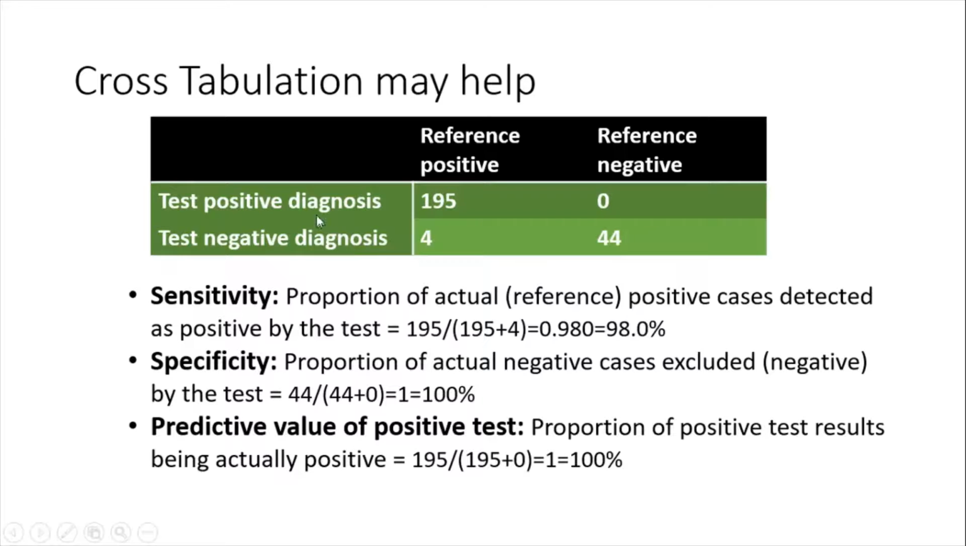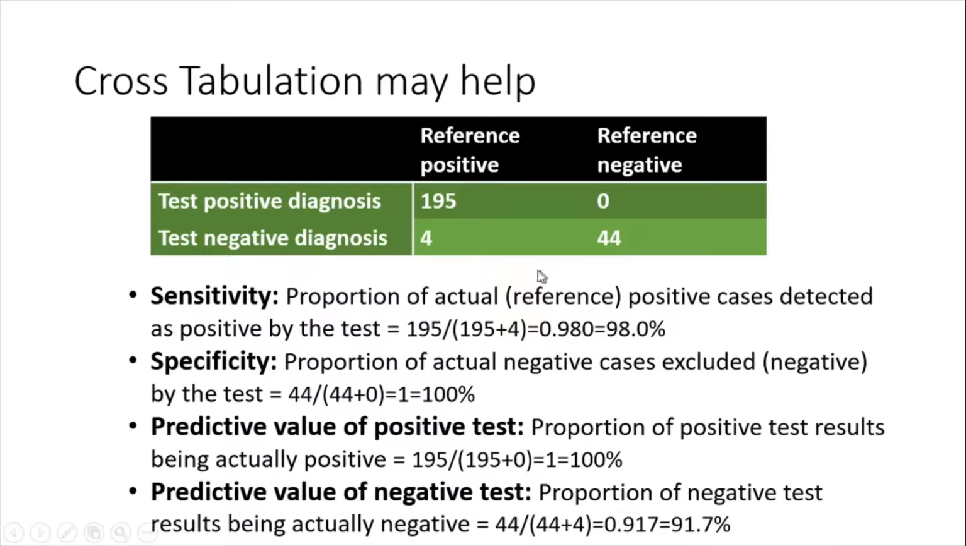You have the predictive value of a positive test, which is the proportion of all the index test positive cases which are also positive by the reference method. Here, it would be 195 divided by the sum of the true positives and false positives. So that is the predictive value of a positive test. In this case, since the number of false positives is 0, the predictive value of the positive test is 195 divided by 195 plus 0, that is 100%.